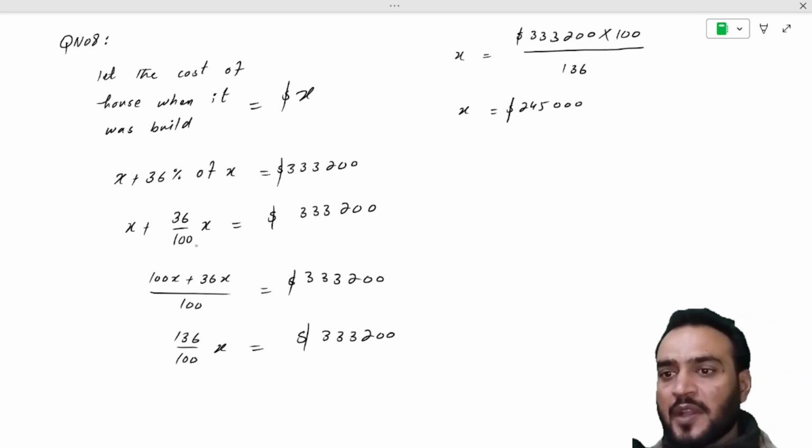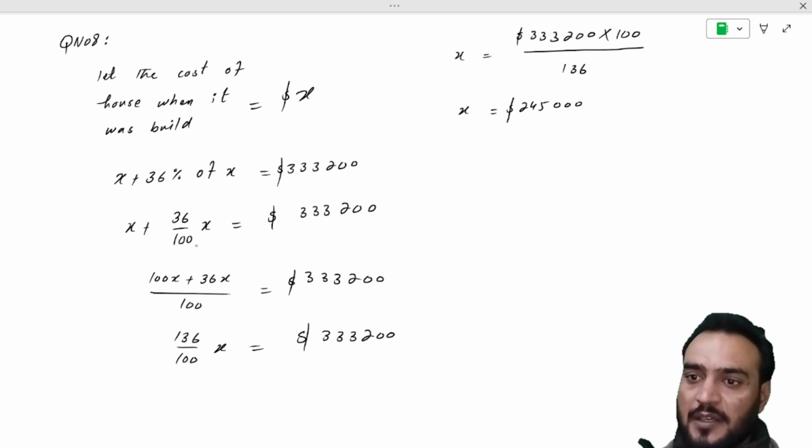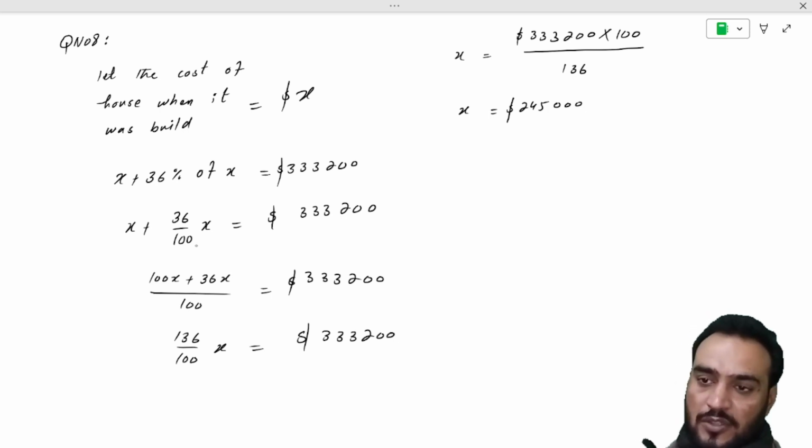Actually, when the house was built, it cost 36% less. Now the value of the house has increased by 36%. We let the value of the house when it was built be x dollars. So with the 36% increase in the value, we get x plus 36% of x, which is the new value given in the question, that is $333,200. After simplifying, we get the original value x of the house, which is equal to $245,000. This was question number 8.